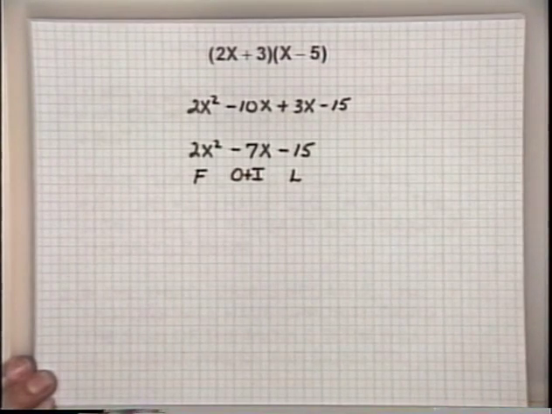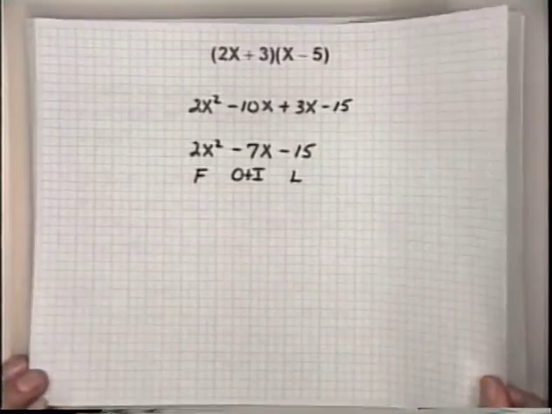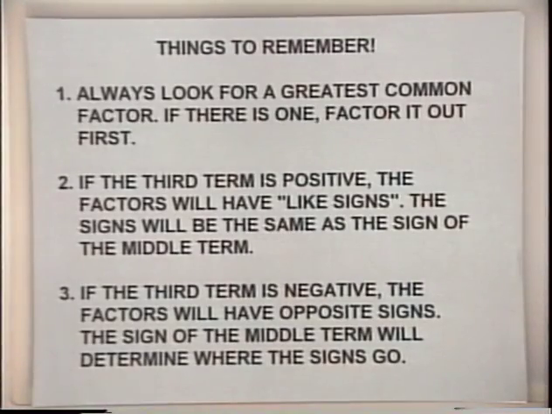Let's look at our list of things to remember as we do factoring. Always look for a greatest common factor. If there is one, factor it out first. Remember that this helps us to make sure we have factored completely, and also by taking that factor out first, we're making the other numbers in the problem smaller, making it easier to find those factors.